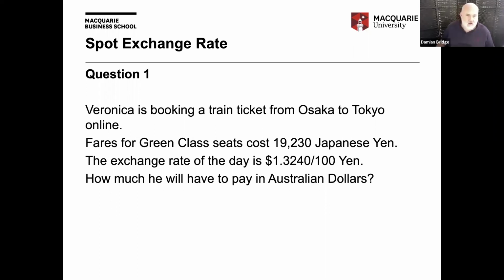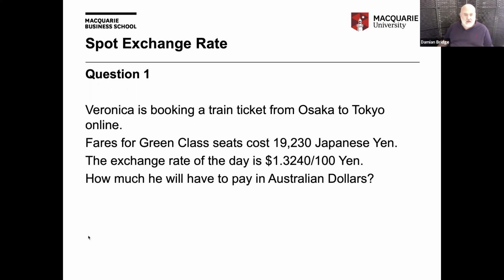Okay, so I'm just going to share and then we'll get started on this one. It says, Veronica is booking a train ticket from Osaka to Tokyo. Fares for the green class seats cost 19,230 Japanese yen. The exchange rate on the day is $1.324 per 100 yen. How much will you have to pay in Australian dollars?